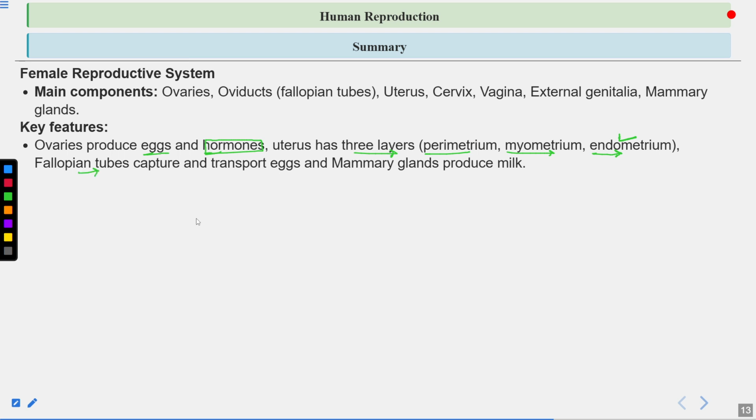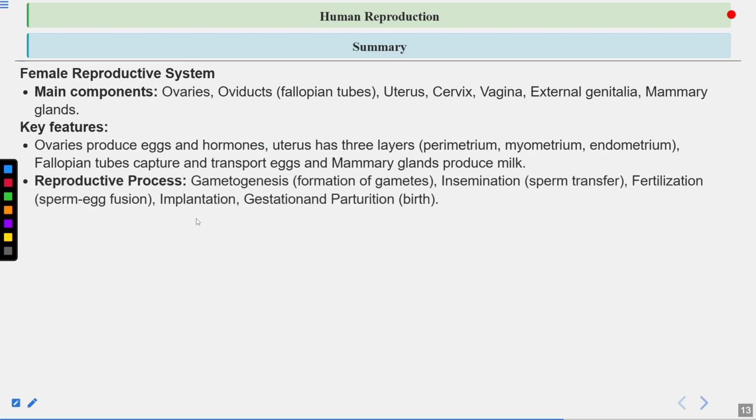Then the fallopian tubes, also known as oviduct, capture and transport the eggs. So this is a part of the accessory ducts in the females. And then the mammary glands produce the milk. The mammary gland has alveoli cells, and these alveoli cells secrete the milk.